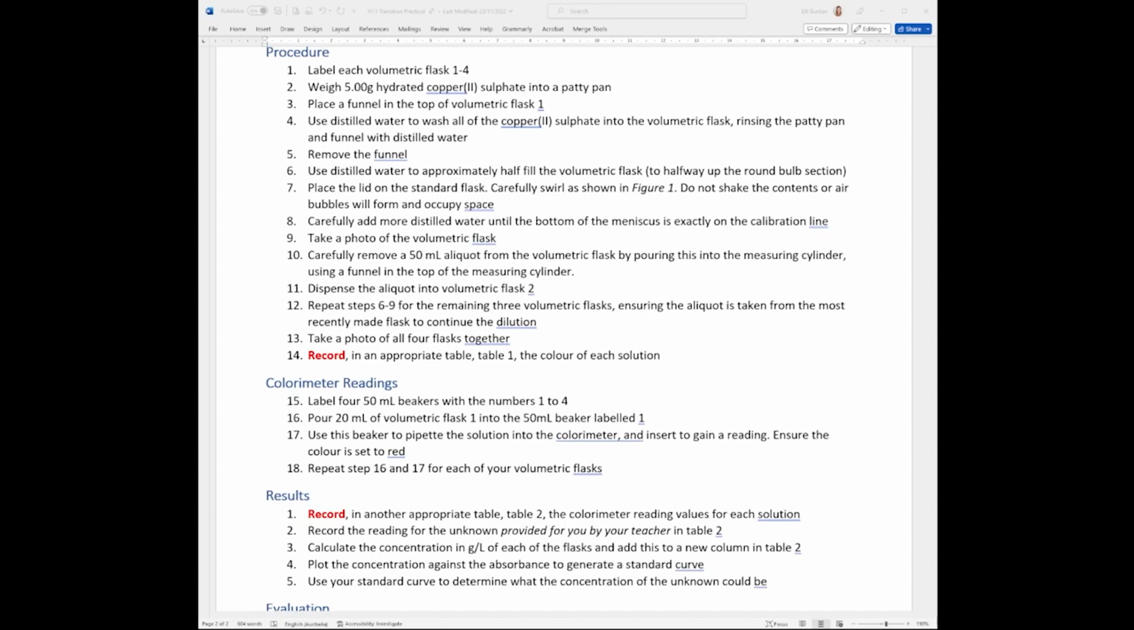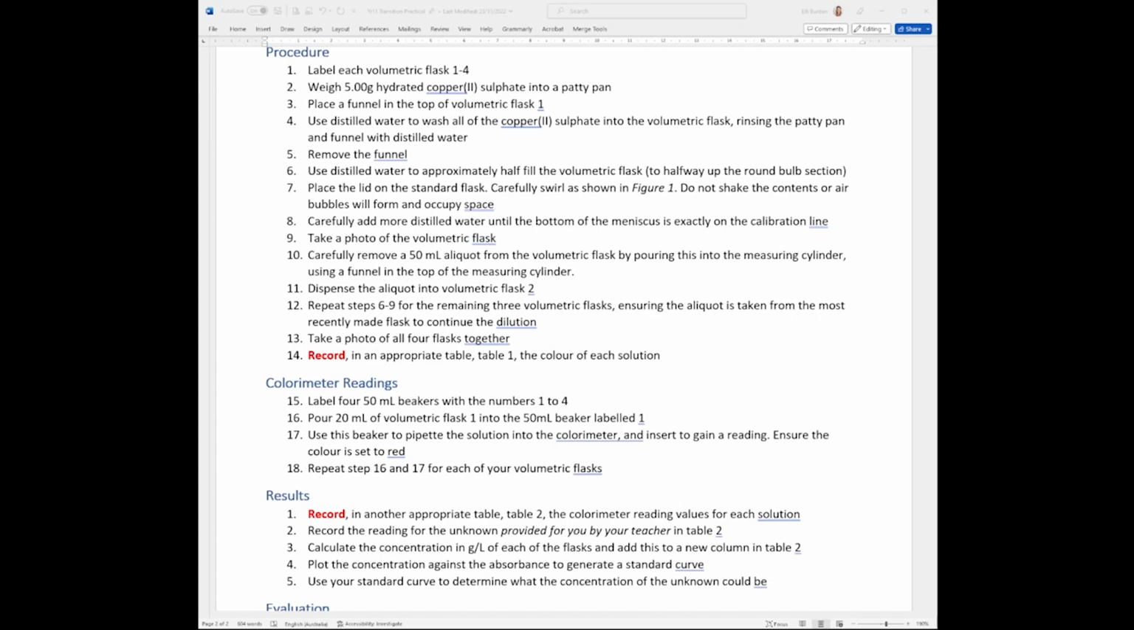You were taking photos of those flasks as you went, and you needed to record in an appropriate table the colour of each solution. So you need to be a bit descriptive here. We're getting into chemistry, we're getting into what are you actually seeing. You want to be as descriptive as you can for each of those colours that you saw.